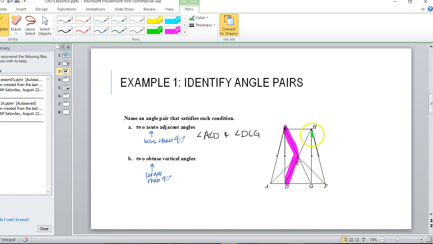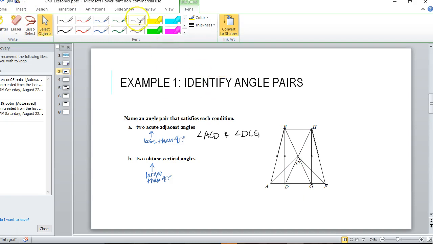Oh, we need vertical, my bad, not adjacent. So they have to follow along the same line. They have to be intersecting lines. So how about that one? Those two would be in common. And then how about, let's see, G would go there. Those two would be in common. So you can kind of see how they would land right on top of each other, intersecting lines.